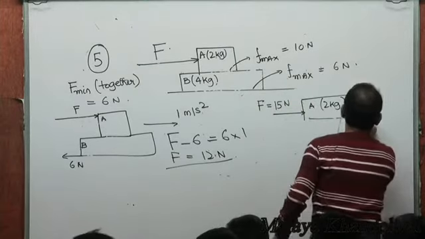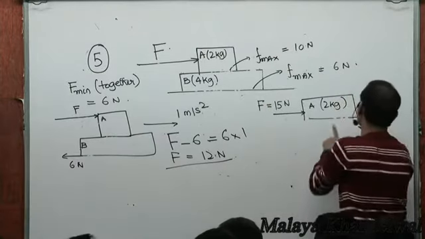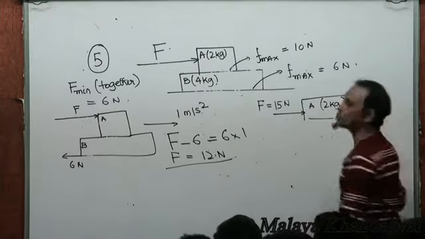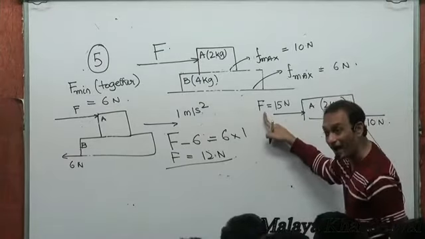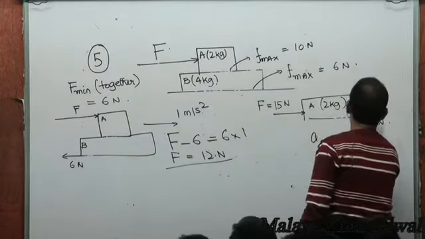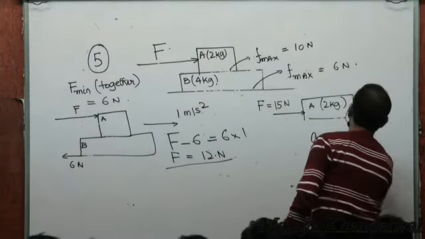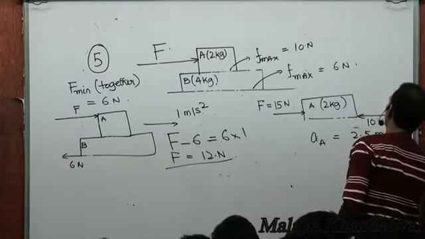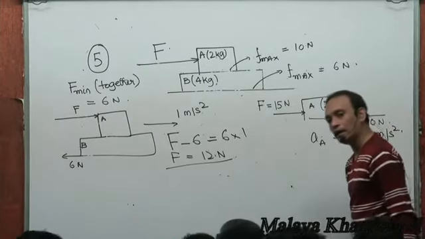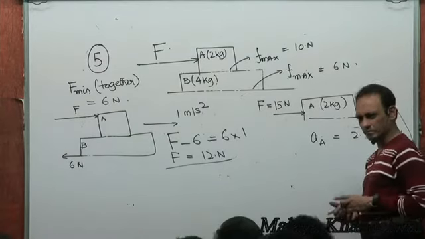Now, if A exerts on B a rightward frictional force of 10 newtons after F equal to 12 newtons, then B will also exert on A an oppositely directed frictional force, which remains constant irrespective of the value of F now, right? So the acceleration of A then would be (15 minus 10) by 2, which is 2.5 meters per second squared. And the acceleration of B will remain 1 meter per second squared. That's the system, right?